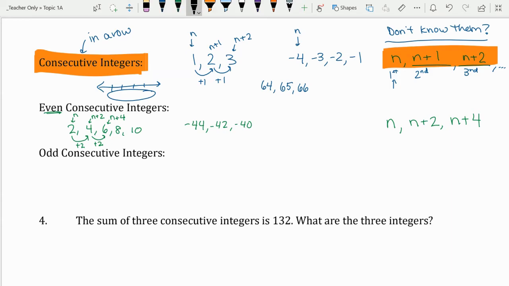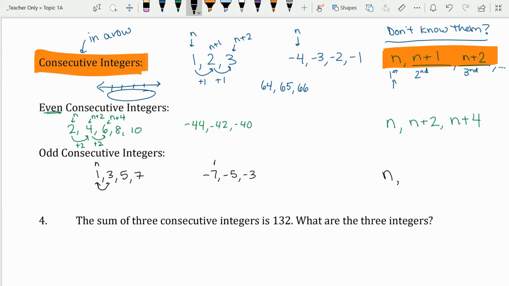So now odd consecutive integers has the exact same idea, but now it's for the odd numbers, 1, 3, 5, 7, etc. Or again, it could be negative, -7, -5, -3. In word problems, if we're talking about odd consecutive integers, the first one we're still going to label as our variable if it's unknown. So if we don't know what it is, I call it n. Okay?